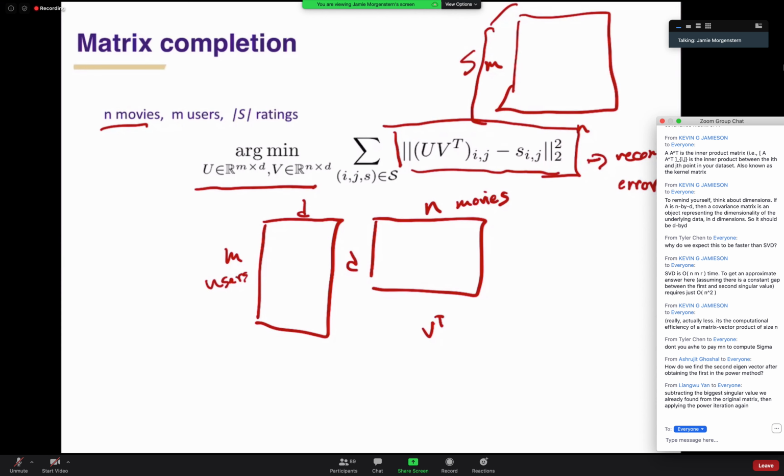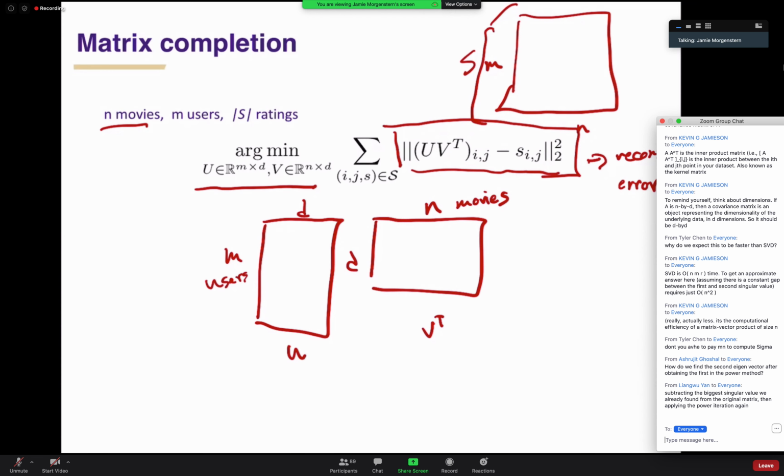The question was, is there a way to represent all the users and movies on Netflix such that this dot product minimizes the reconstruction error over what's already known? Okay, so how would we do such a thing? How would we find U and V which minimize this reconstruction error?